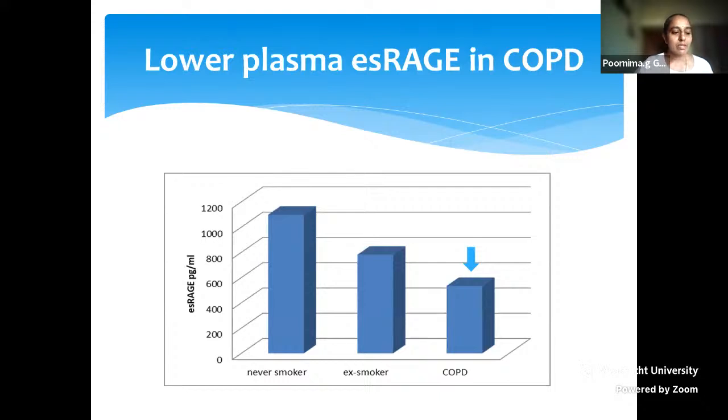All the studies in COPD, including the data I showed, measure the total amount of soluble RAGE. This includes both esRAGE and sRAGE, as I explained before. In chapter 6, we measured the esRAGE specifically and found that there was a decrease in esRAGE levels in COPD compared to the ex and never-smoking controls.